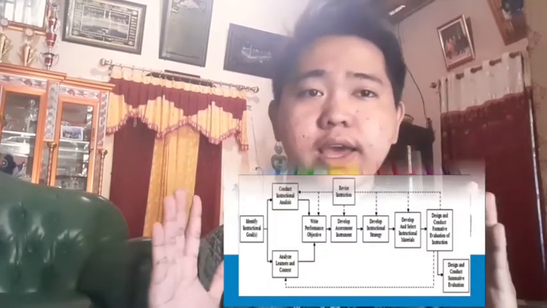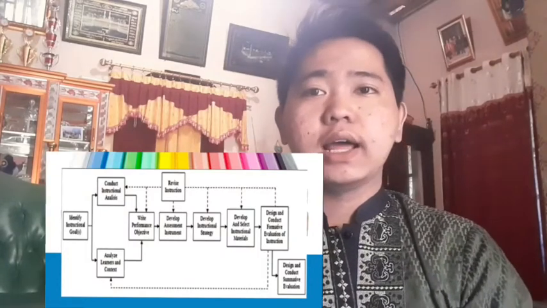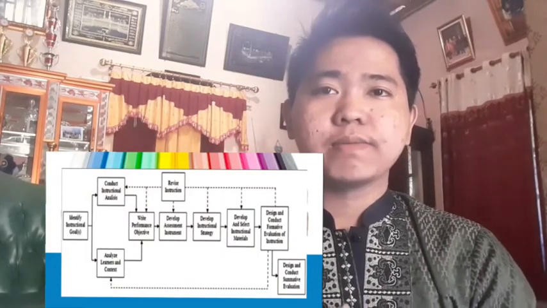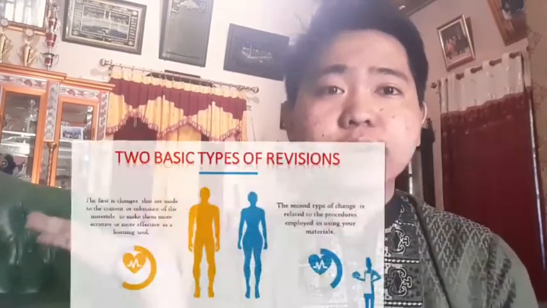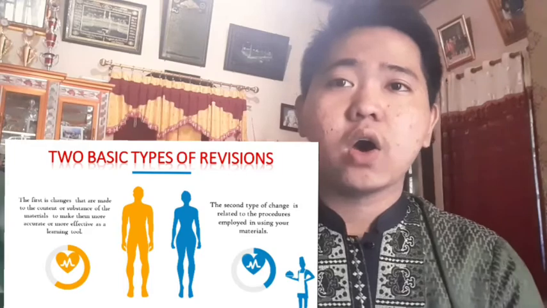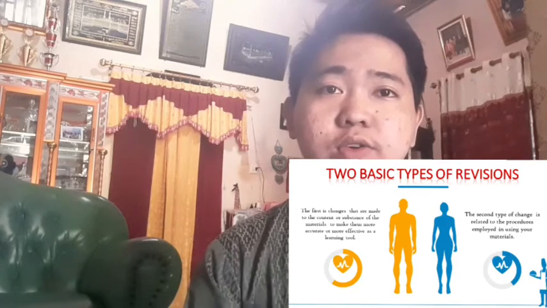Alright, so here is the chart that identifies the instructional goals, and we conduct instructional analysis, analyze learners and contexts, write performance objectives, and so on. You can read the chart that I put in my video. Basically, there are two types of revisions. The first is changes made to the content or substance of the material to make it more accurate or more effective as a learning tool. And the second is related to the procedures employed in using your material.